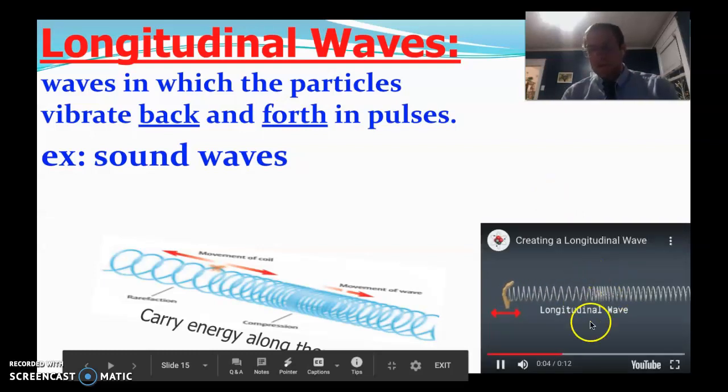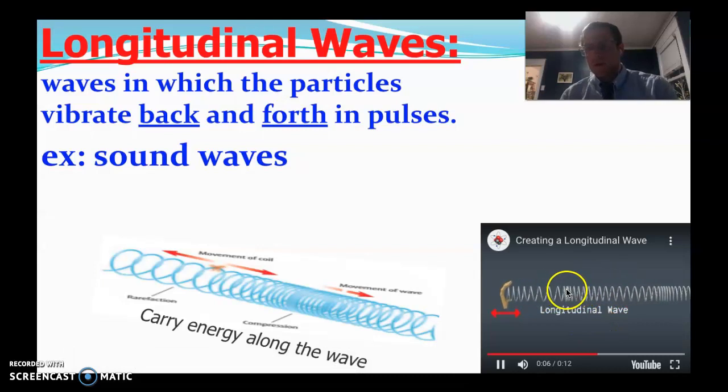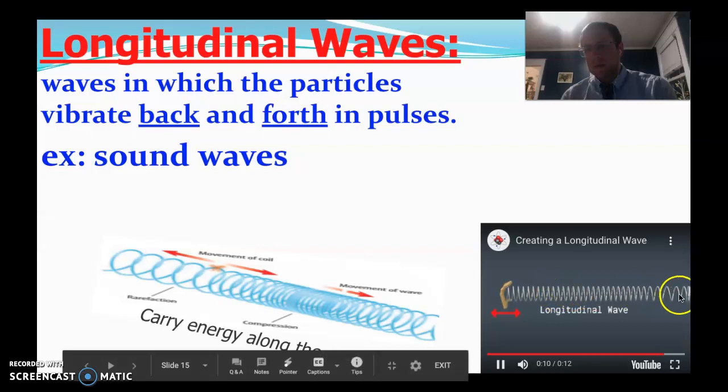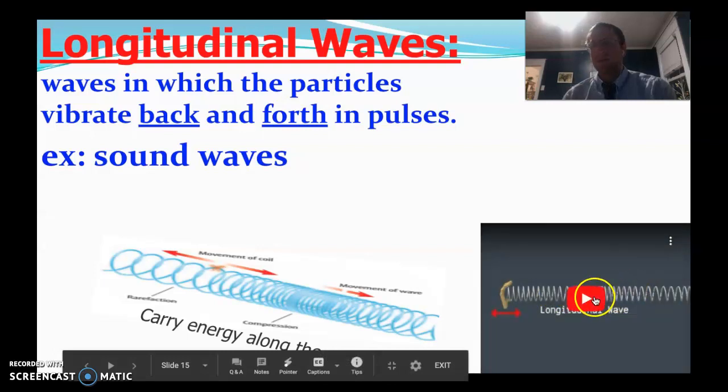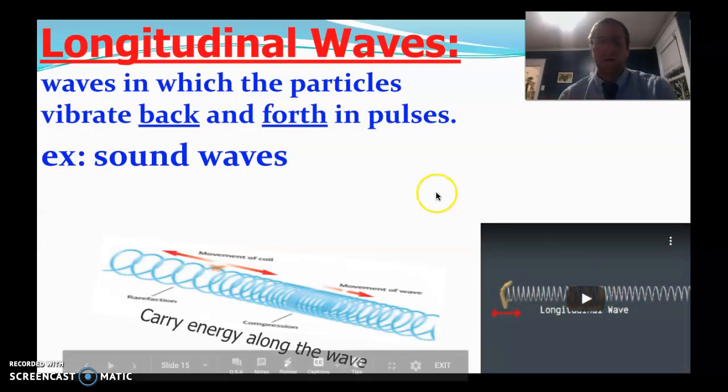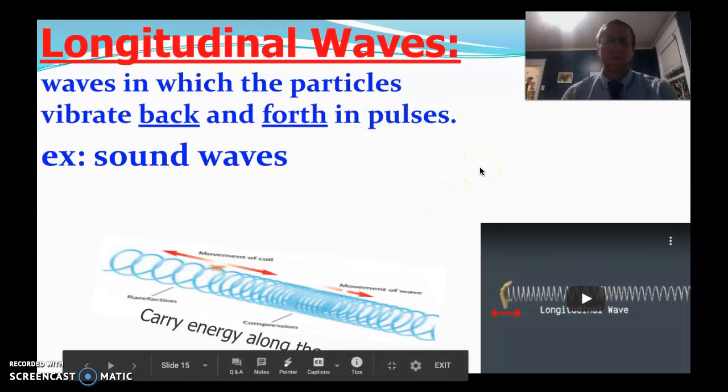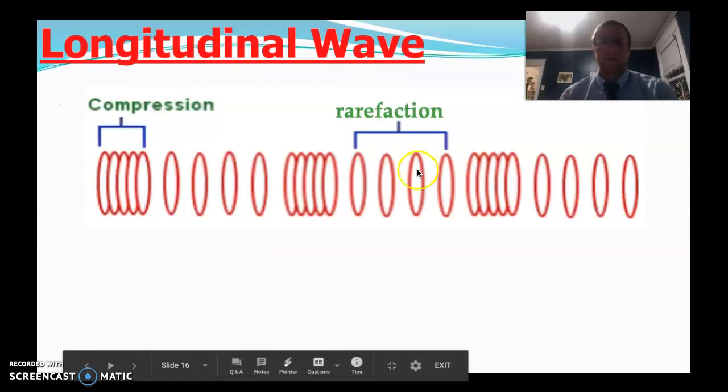So the slinky, I'm not sure if you can see this video or not, but basically you can see a pulse of energy pushing through, right? Remember, that actual slinky itself moved back and forth. It's not the one that's traveling. It's the energy traveling through it, even though it's moving along it. So yeah, these are the basic two types.